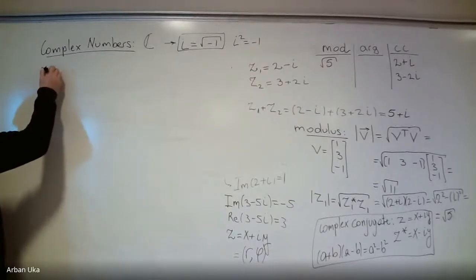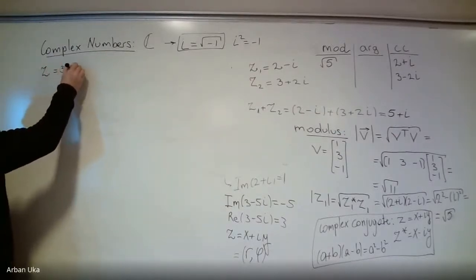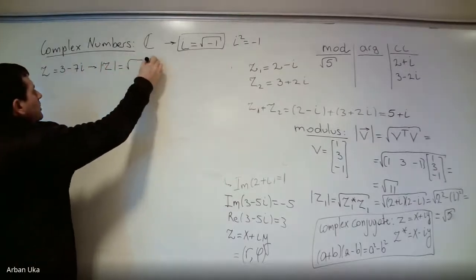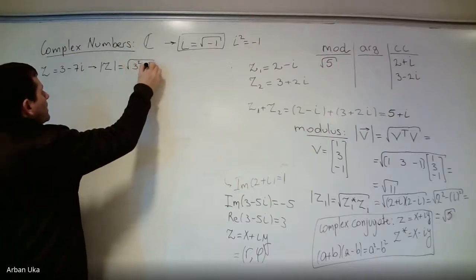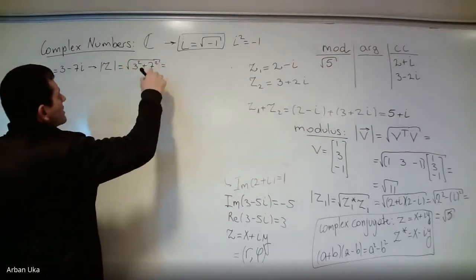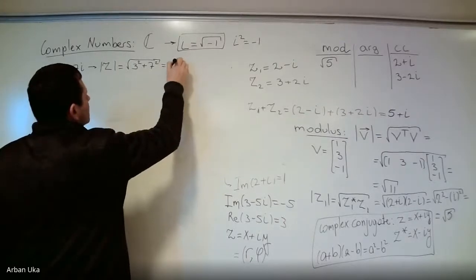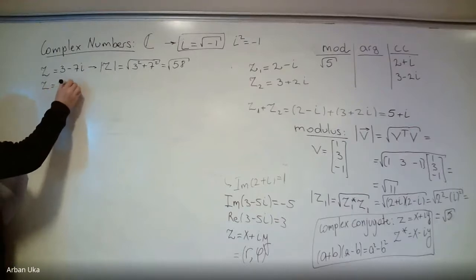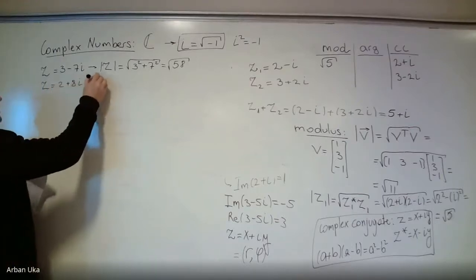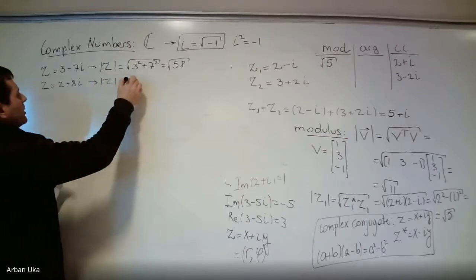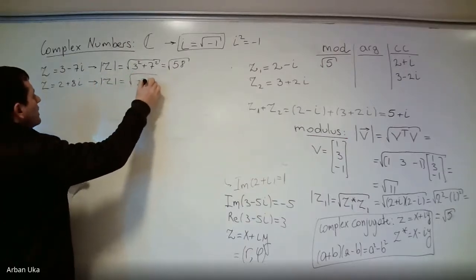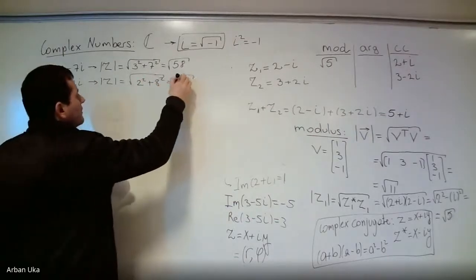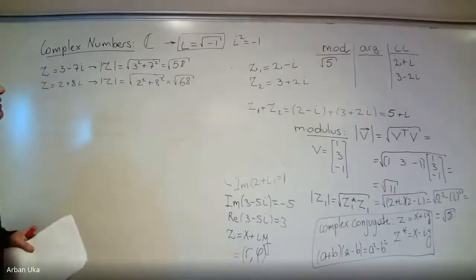So let's pick up another number. Z is equal to 3 minus 7I. So what is the magnitude of Z? This is going to be equal to the square root of 3 squared plus 7 squared. Okay, 49 plus 9, 58. So we have another Z, which is 2 plus 8I. The modulus here is going to be equal to the square root of 2 squared plus 8 squared. So 64 plus 4, square root of 68. So this is the modulus.